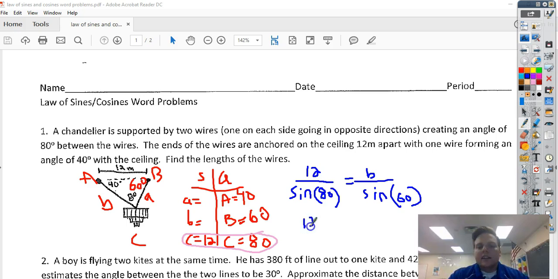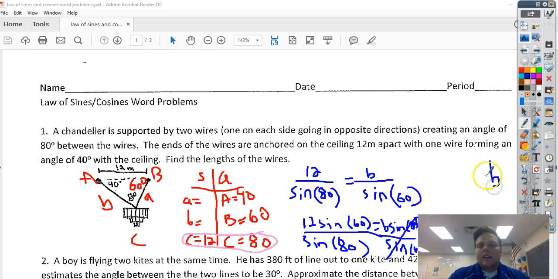So 12 sine 60 is equal to B sine 80. I can't write over my little face here on the screen, that's why I'm doing it at a curved angle. Alright, so then we know if we have B sine 80, that means B times sine 80. So to get B by itself, I have to divide both sides by sine of 80. So then on the right side over here where the B is, the sine 80s cancel out and I'm just going to get B. It's going to be equal to something.